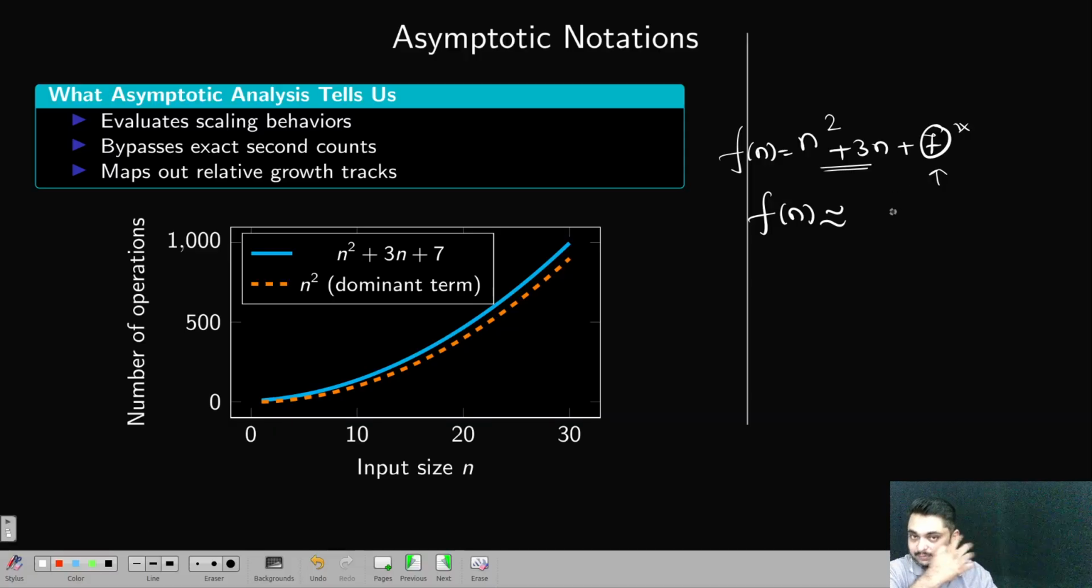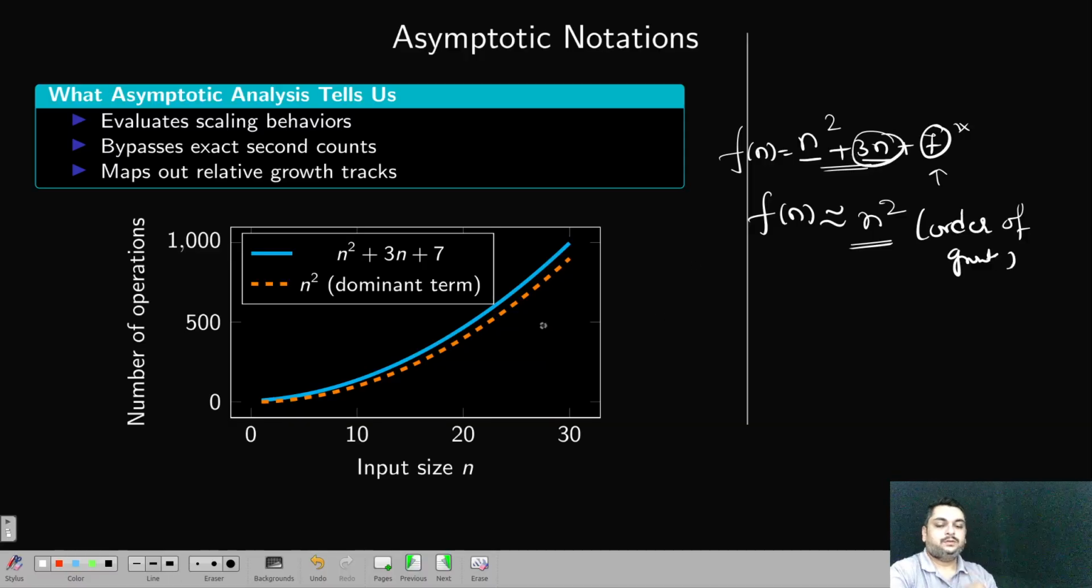That doesn't contribute much. Now there are two terms, n square and 3n. Here I'm saying this growth is equivalent to n square only. So the order of growth of this function, the time complexity for this particular algorithm, is n square. I have ignored 3n. Why? Let us see this example here.